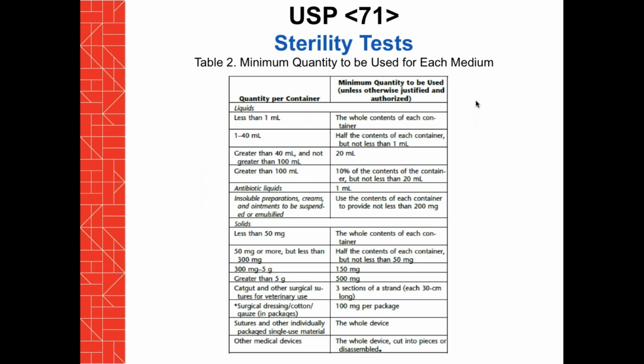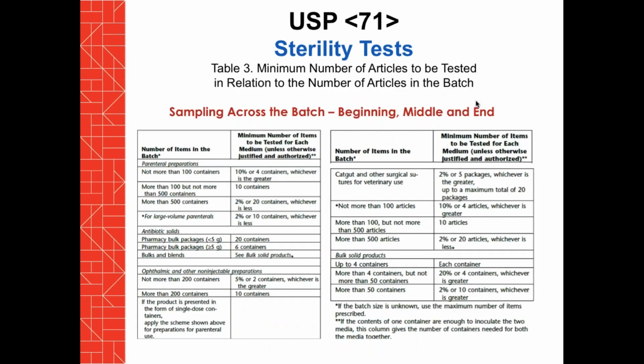Next, we have given Table 2, which is indicating the minimum quantities to be used for conducting the test. So if there is less than 1 ml, you'll use the whole contents of that vial in conducting the test. For a container quantity of 1 to 4 ml, you would use half of that, but not less than 1 ml. So Table 2 and Table 3 are listed in USP 71.